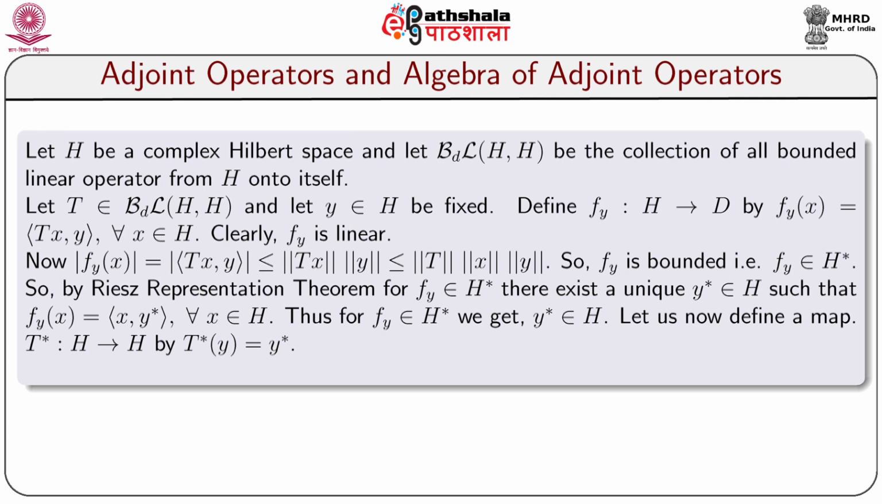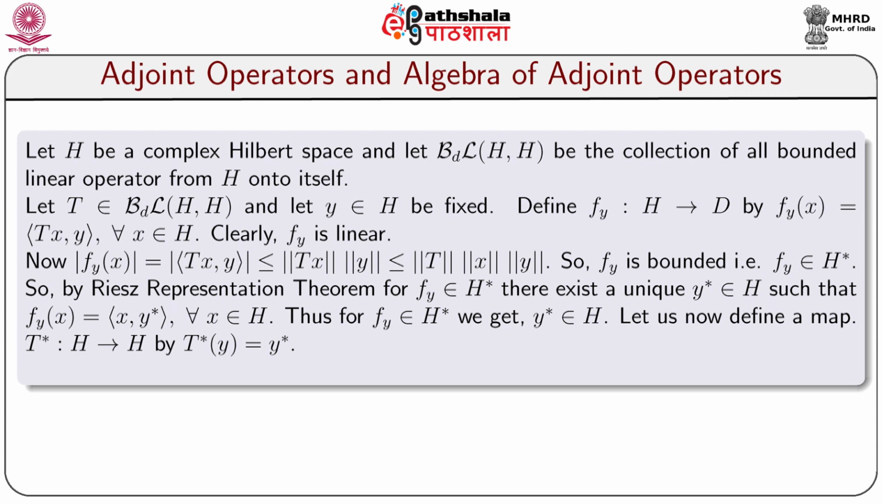Define F_y from H to C by F_y(x) equal to inner product Tx comma y for all x belongs to H. It can be easily shown that F_y is linear, and also F_y is a functional, that means F_y is a linear functional. Now modulus F_y(x) equal to modulus inner product Tx comma y, which is less than or equal to norm Tx into norm y, which is less than or equal to norm T and norm x into norm y. So F_y is bounded, that is F_y belongs to H star.